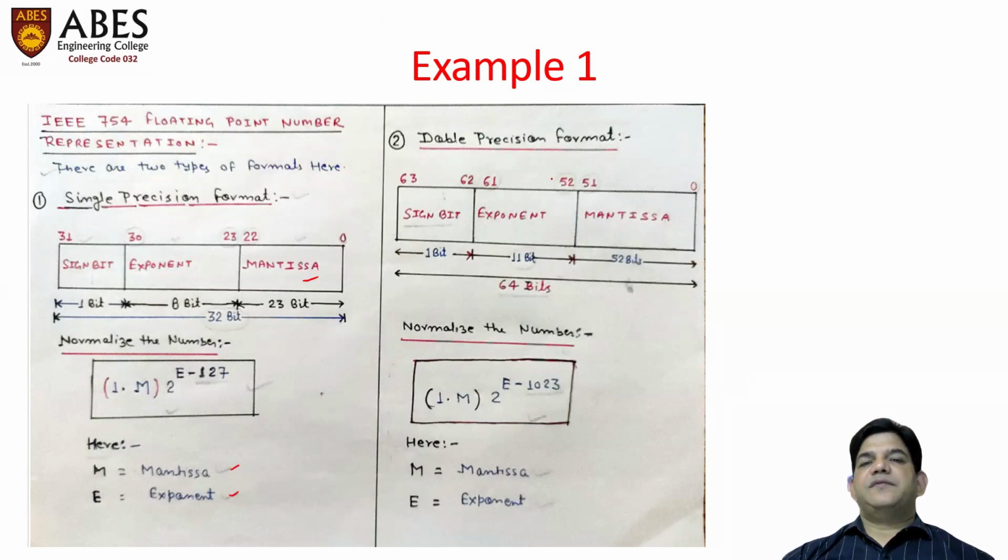Whereas in the case of double precision, we have a 64-bit representation in which 1 bit is the sign bit, 11 bits are for the exponent, and 52 bits are for the mantissa. Here the normalization is 1.m times 2 to the power e minus 1023, where m is the mantissa and e is the exponent.